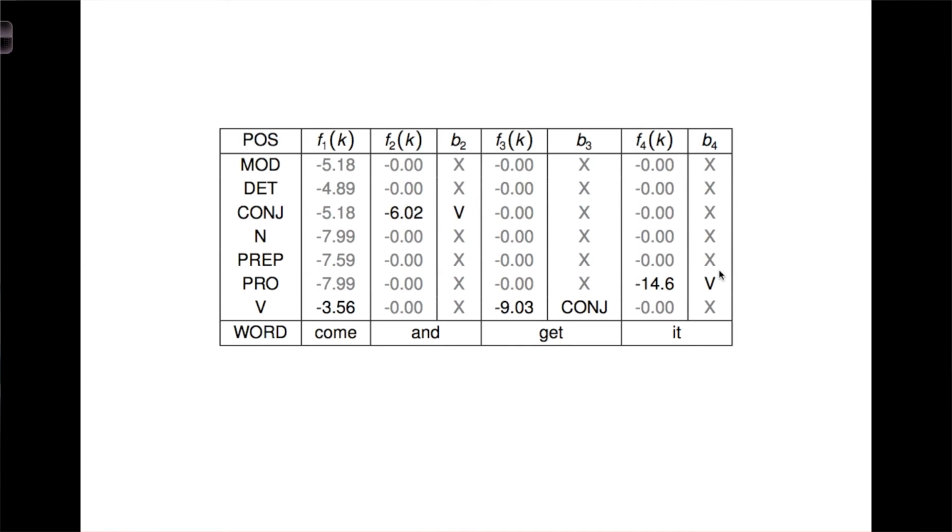And so here, we can go to the very end of the sentence, see what has the highest score, and in this case, it's ending the sentence in a pronoun. And so then we look at this breadcrumb, and that says go back to verb. And so we look at the verb breadcrumb, and that says conjunction. Then we go to the conjunction breadcrumb, and that says verb. And now we have the labeling of our sentence. And that labeling is verb, conjunction, verb, pronoun.